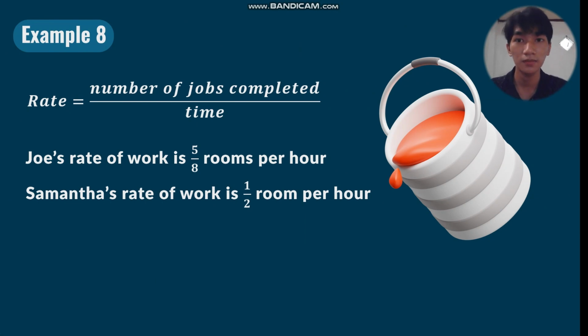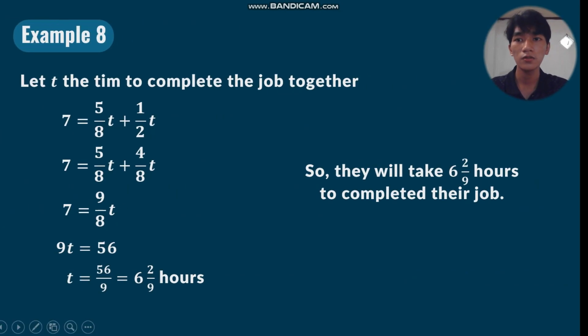This is the solution for example H. The formula of rate is number of jobs completed divided by time. Ann's rate of work is 5 over 8 rooms per hour, and Samantha's rate of work is 1 over 2 rooms per hour. So the next step is to let the team complete the job together. So we have 7 equals 5 over 8 t plus 1 over 2 t.